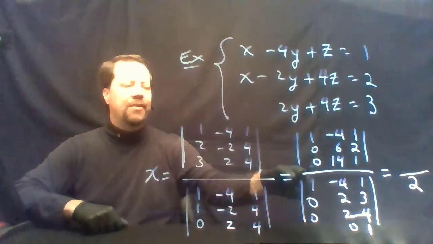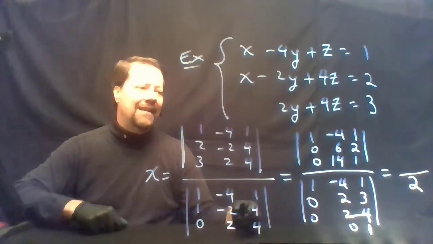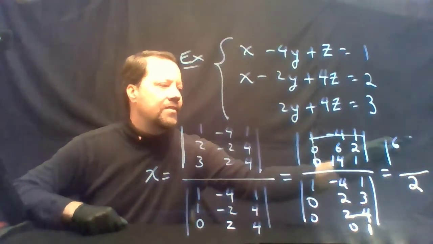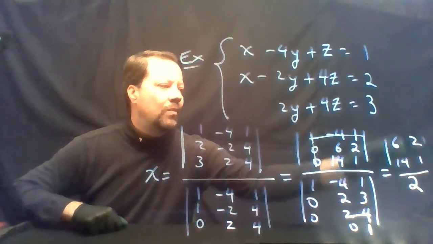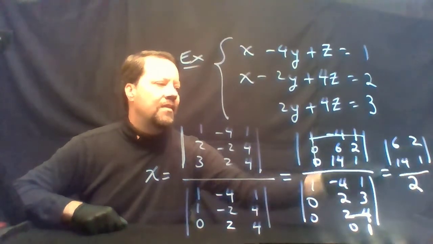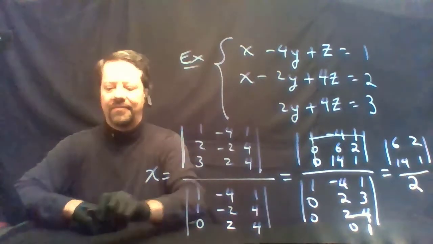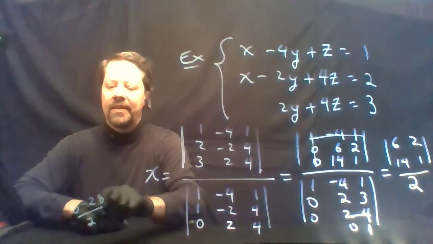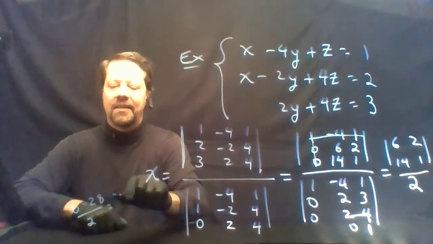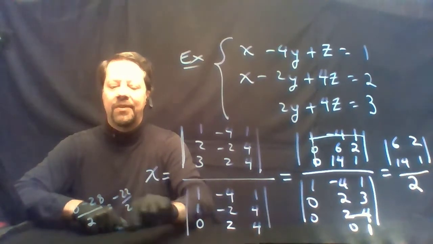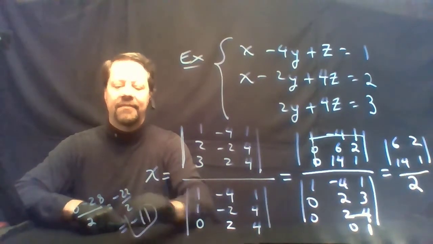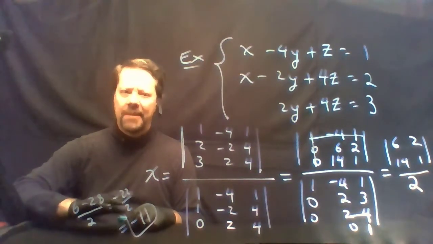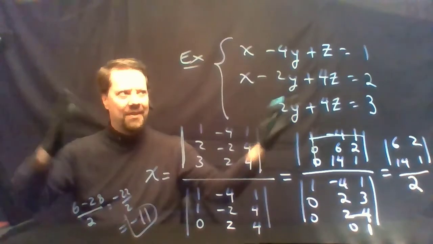In the top, if we do a cofactor expansion around the first column, we'll just end up with the determinant of the submatrix 6, 2, 14, 1. That's 6 minus 28, divided by 2. 6 minus 28 is negative 22, divided by 2, and we get negative 11. I think you can see that this becomes a bigger and bigger amount of work the bigger the system gets.